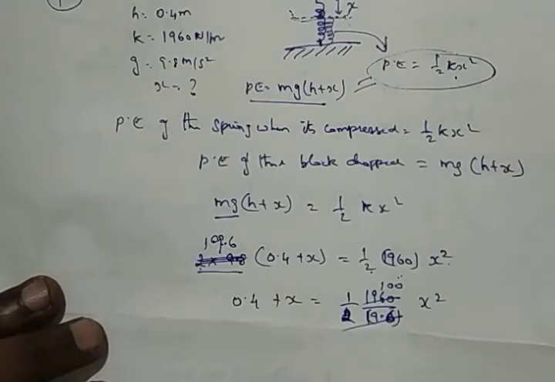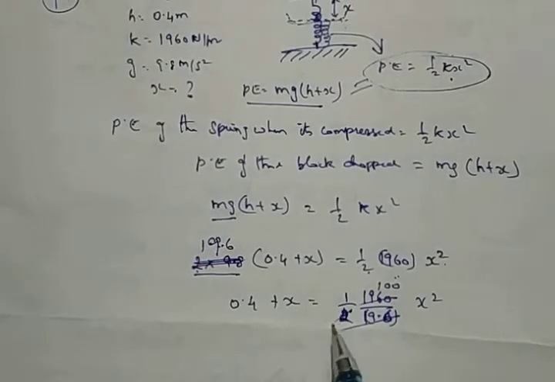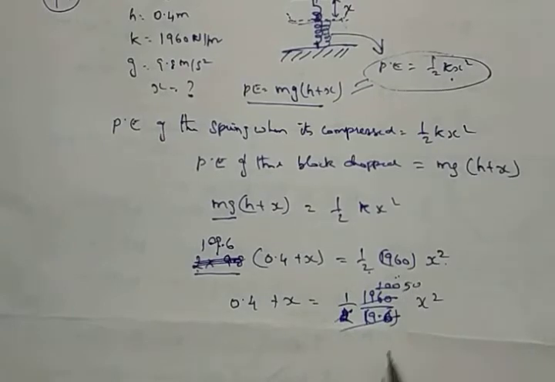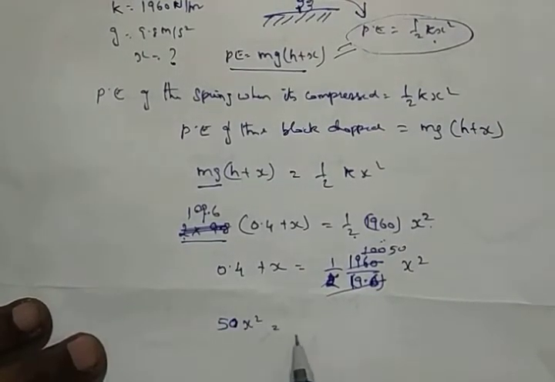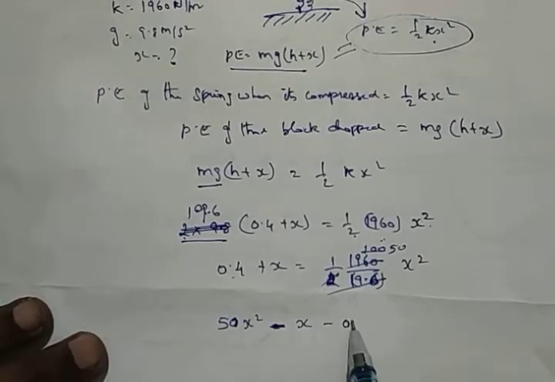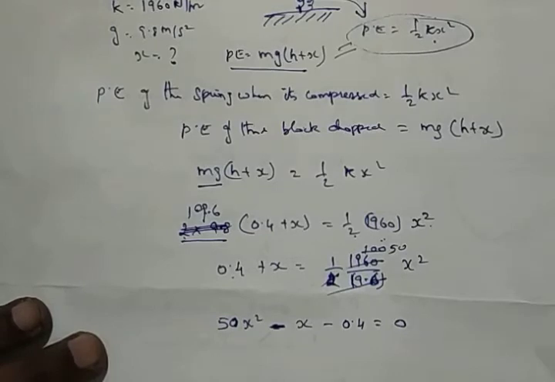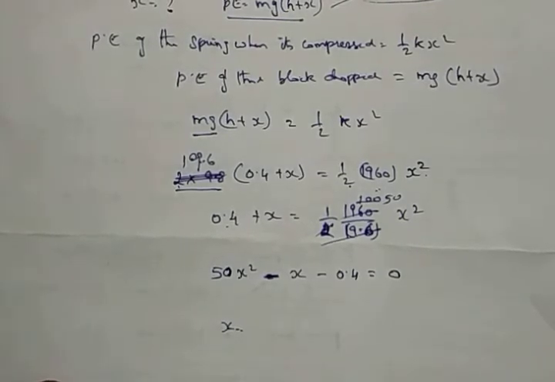1960 divided by 19.6, you get 100 here, and then 2 is still remaining here. So this also will get cancelled out, it is going to be 50 here then, right? So it becomes a quadratic equation. 50x square minus, so all of this goes up, minus x minus 0.4 is equal to 0. So now you are left with the whole quadratic equation. So you are going to do it yourself. I'm just going to leave it here. Please go ahead and find out the value of x.